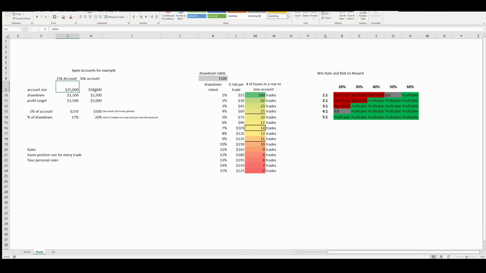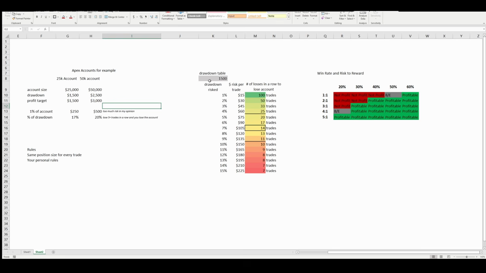The account size listed here, 25K, 50K, if you were to use 1% of that account, right? 1% of 25,000 is $250, which if you look at your drawdown is actually 17% of your drawdown. That means if you lose 6 trades in a row, your account is gone. And similarly with the $500 drawdown of the 50K account, if you lose 5 trades in a row, your account is gone. You don't really have the 25K and 50K accounts, right? You really actually have a $1,500 and $2,500 account.